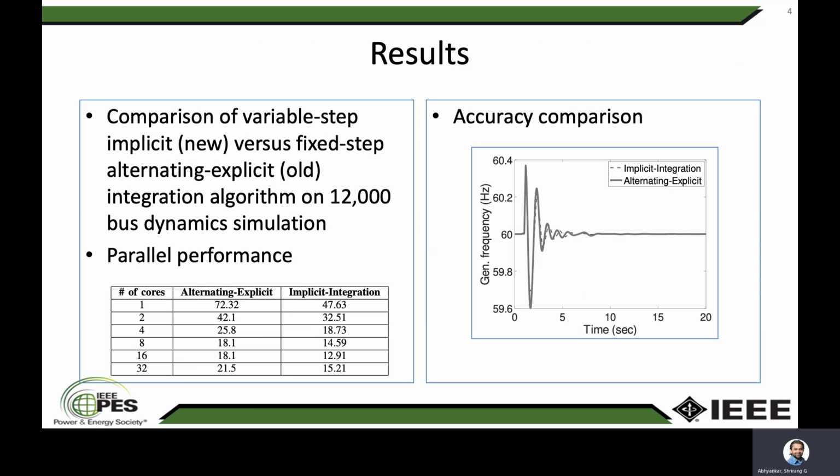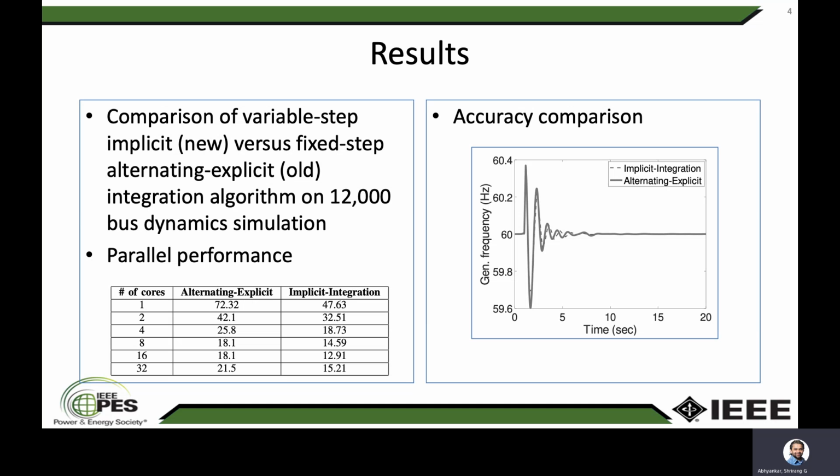We ran this new dynamic simulation application on as large as a 12,000 bus system, which consisted of thousands of generators, loads, and so on. And we compared the performance of this new implicit variable step algorithm with the existing approach in GridPACK, which is the fixed step alternating explicit method.